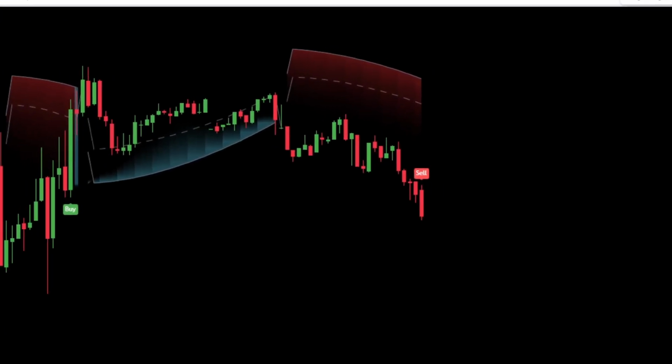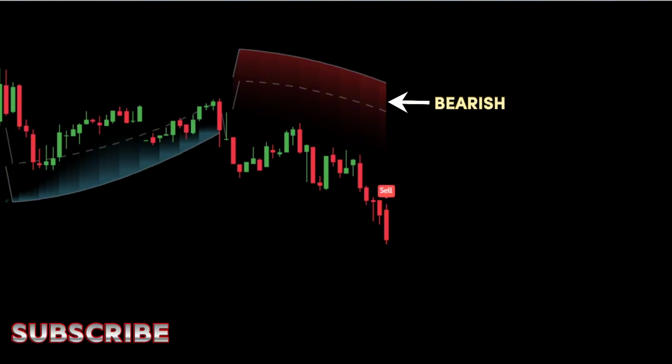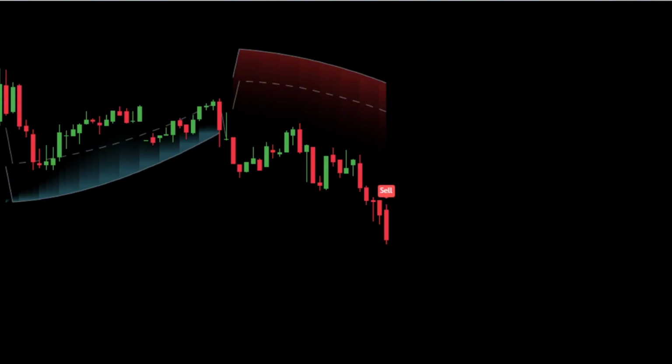How to place a sell entry. If the Radius Trend indicator changes from blue to red and is positioned above the price candlesticks, it indicates the trend has shifted to a bearish trend. In this position, we will only look for the best point to place a sell entry.